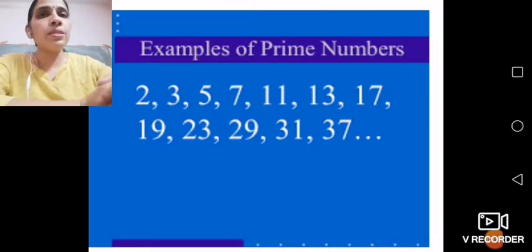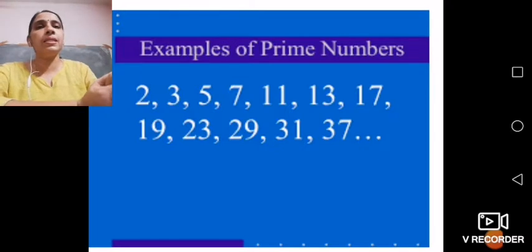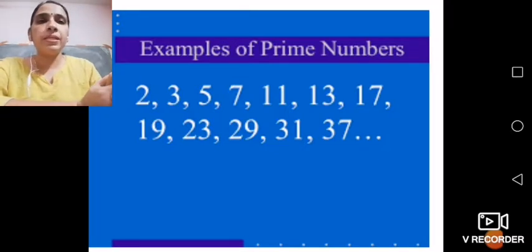2. 2 is the smallest prime number. After 2 then we have 3, 5, 7, 11, 13, 17, 19, 23, 29, 31 and 37 and so on. Just like that we have many prime numbers which have only two factors, 1 and the number itself.